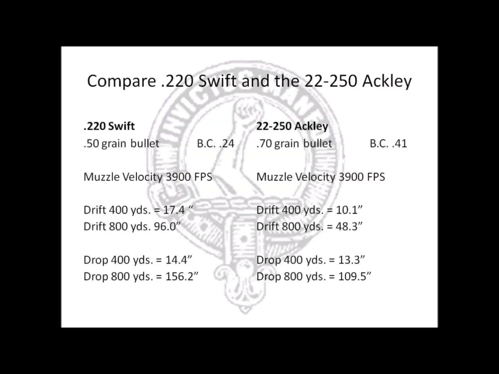Now let's compare two bullets and see if we can pick the better of the two based on its ballistic coefficient. We're going to compare the .220 Swift and the .22-250 Ackley. In the .220 Swift, we're going to shoot a 50 grain bullet. Keep in mind this data is based on a 10 mile per hour full value wind. It has a ballistic coefficient of 0.24, a muzzle velocity of 3,900 feet per second.